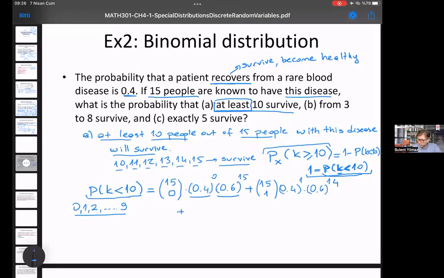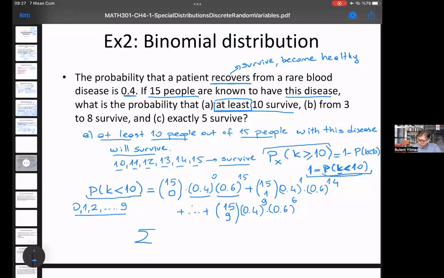So I'm going to come and write this. Out of 15, 9 people will survive, and 0.4 is the probability of survival to the power 9. 0.6 is the probability of dying, and there are 6 people left. Okay, so I can write this like that.